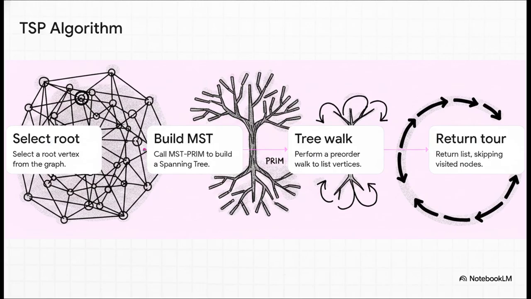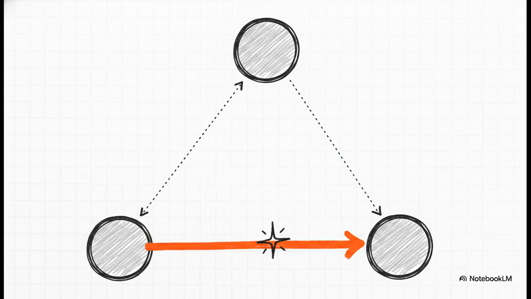First, we pick a root vertex. Second, we use MST Prim to build a minimum spanning tree. Think of it as a web of the absolute cheapest edges connecting all nodes without any loops. Third, we do a pre-order walk. Just imagine tracing your finger around the outside edges of this tree to list out the vertices in order. Finally, we translate that tree walk into a valid tour by drawing direct lines and skipping any nodes we've already visited.